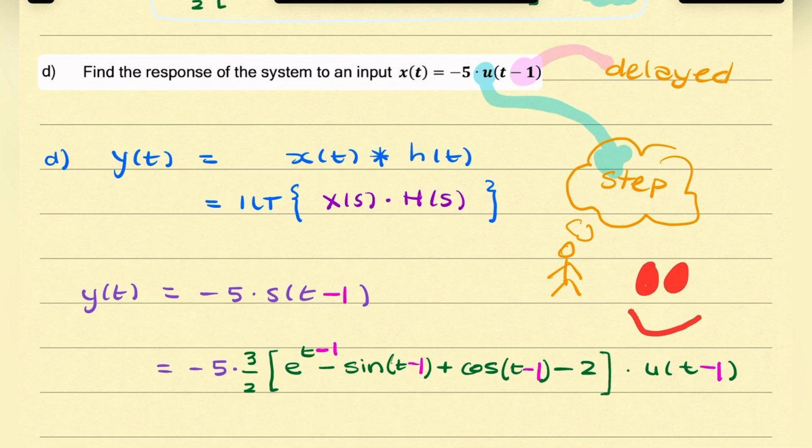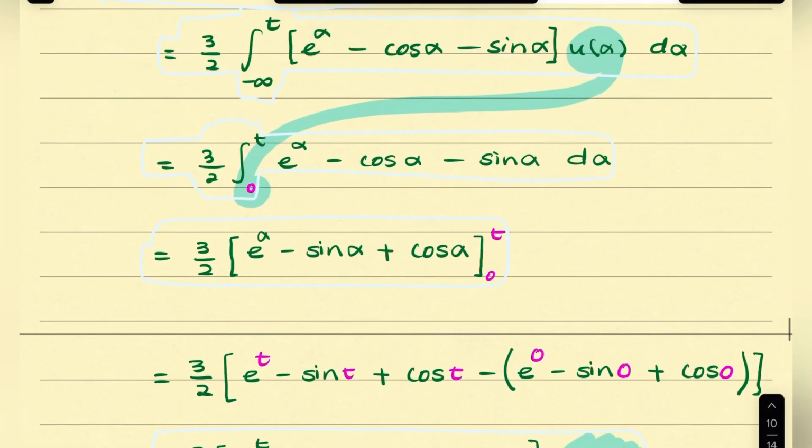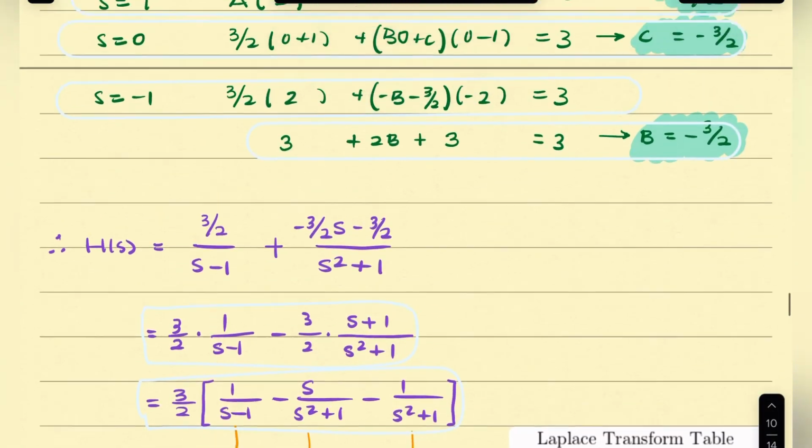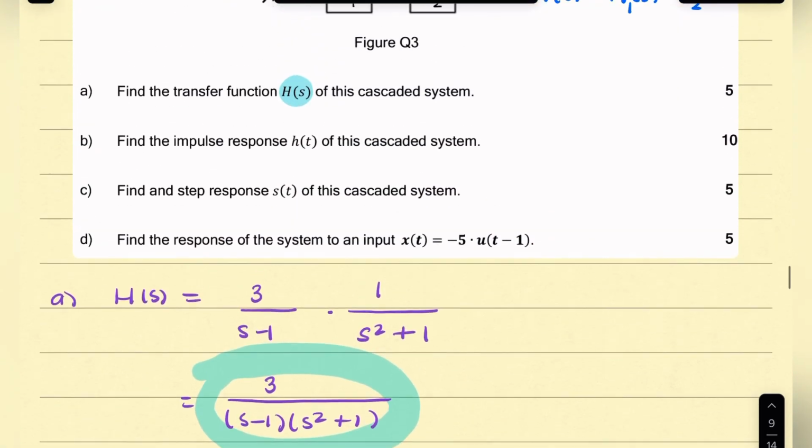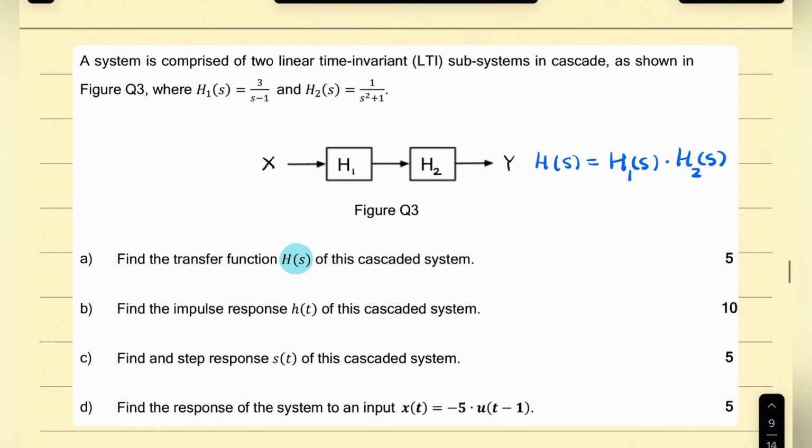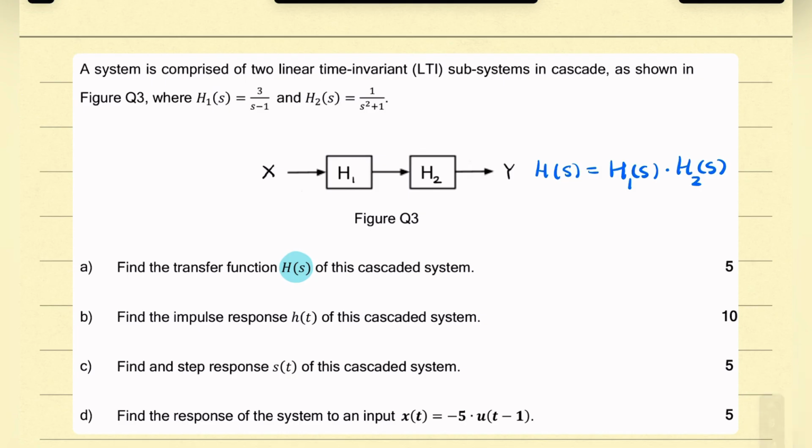I hope you found it helpful. It goes through most of the things you need to know about dealing with a cascaded set of linear time invariant systems where we need to find both the impulse response and the step response. There was a bit of partial fractions going on. I hope you didn't find that too difficult.